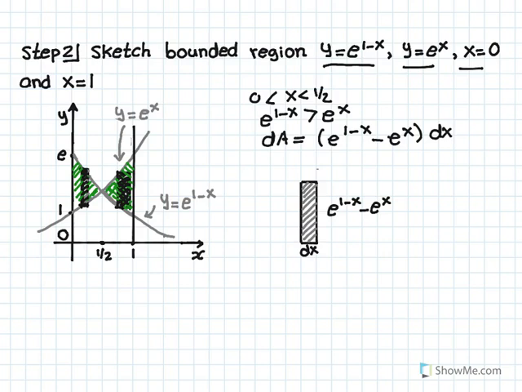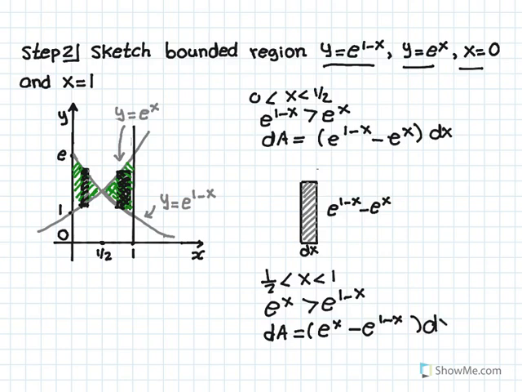Now we also notice when x is less than 1 and larger than 1/2, e to the x is the top function. e to the x is larger than e to the 1 minus x. The top point of contact here is e to the x, when x is between 1/2 and 1, and the bottom function is e to the 1 minus x. So the differential area dA is equal to e to the x minus e to the 1 minus x, dx.